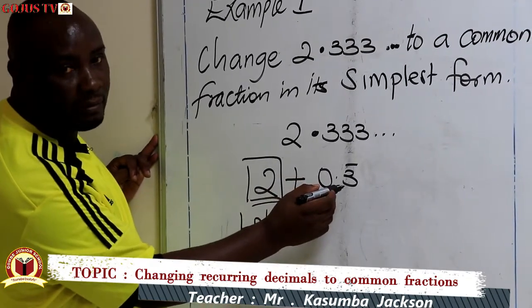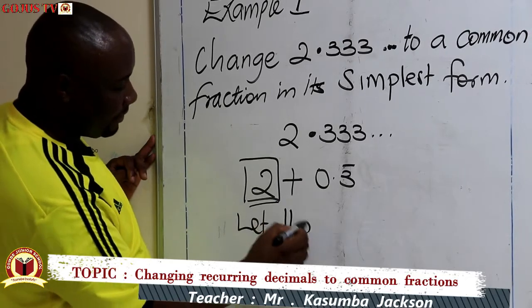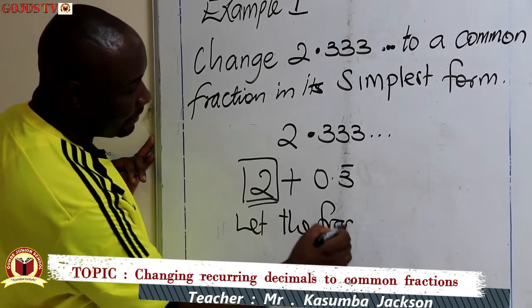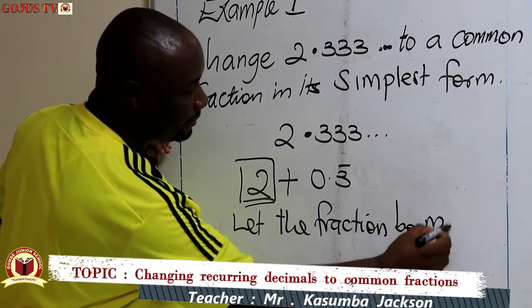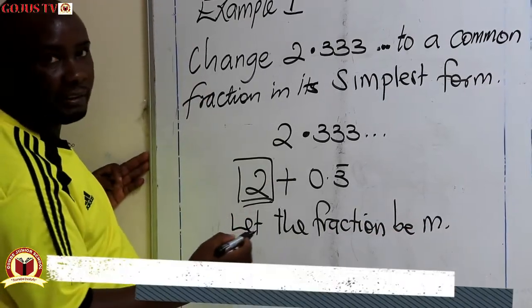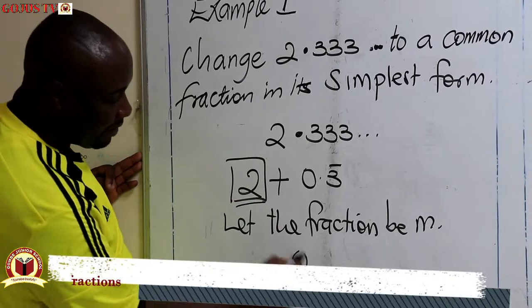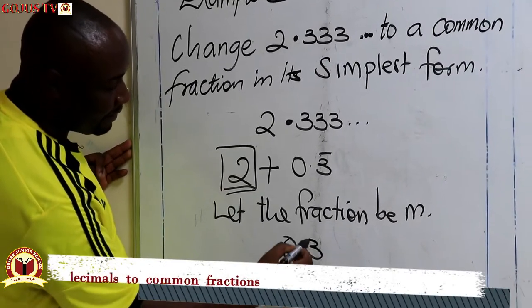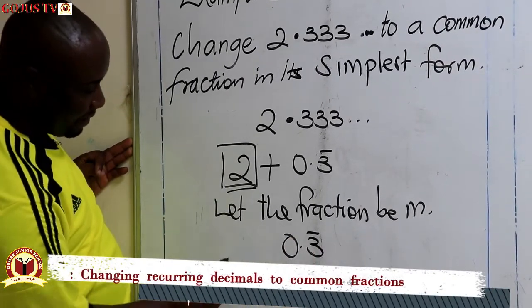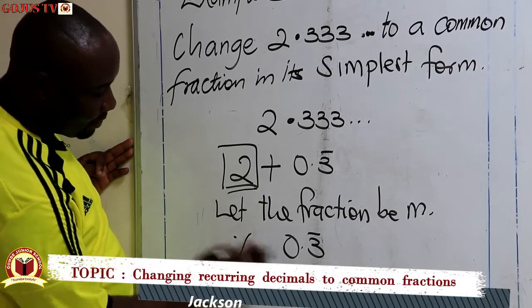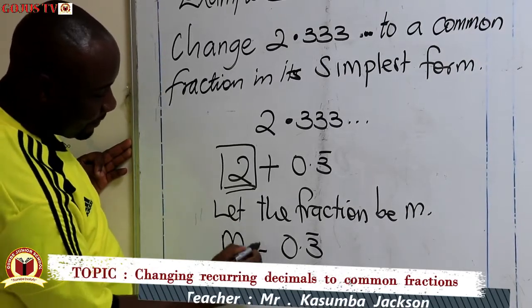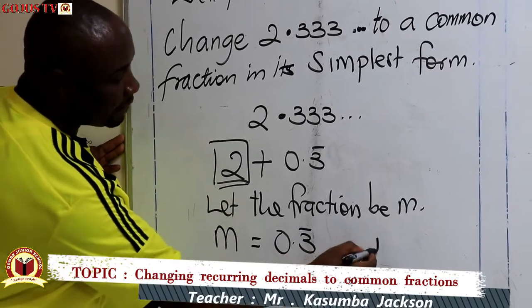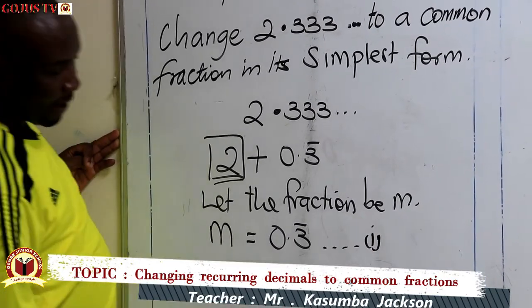We shall have to name the fraction which is represented by this. Let the fraction be m. Which fraction? 0.3 bar, which means recurring, will be the one equivalent to m. So m is equal to 0.3 bar. We shall call this our equation 1.